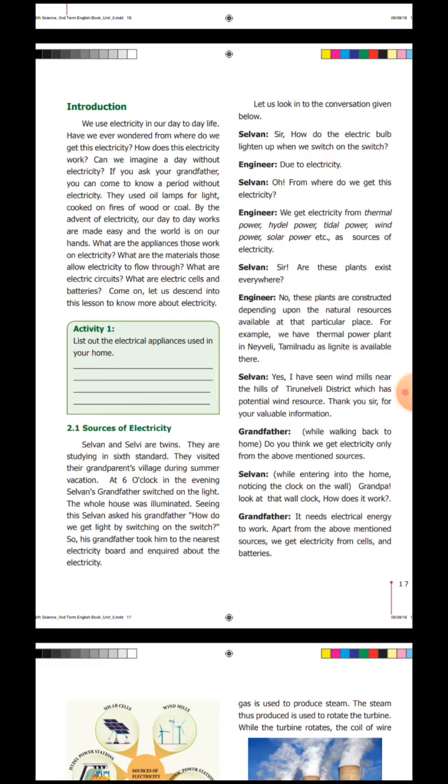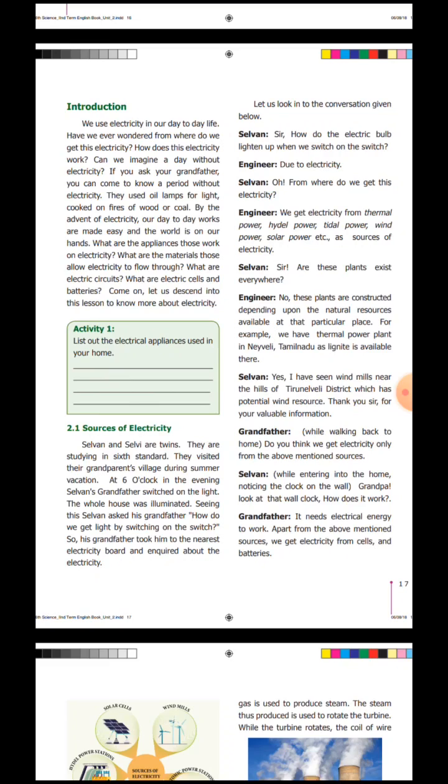So before learning about all these things, what is electricity, children? Electricity is the presence and flow of electric charge. Where do we get electricity from? Electricity is the form of energy that we get when other forms of energy like thermal energy, kinetic energy, chemical energy, solar energy and so on are converted. That is called electricity.